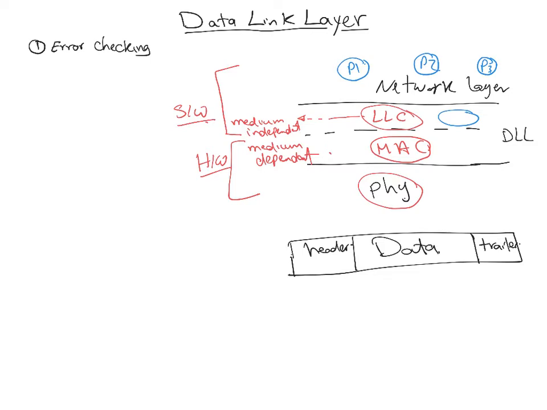Okay, so error checking is actually part of the trailer here, and we will talk about the frame structure in a minute. So this field is used to check whether there is any kind of error in the data or not. Okay, so the error in the data is caused by what?